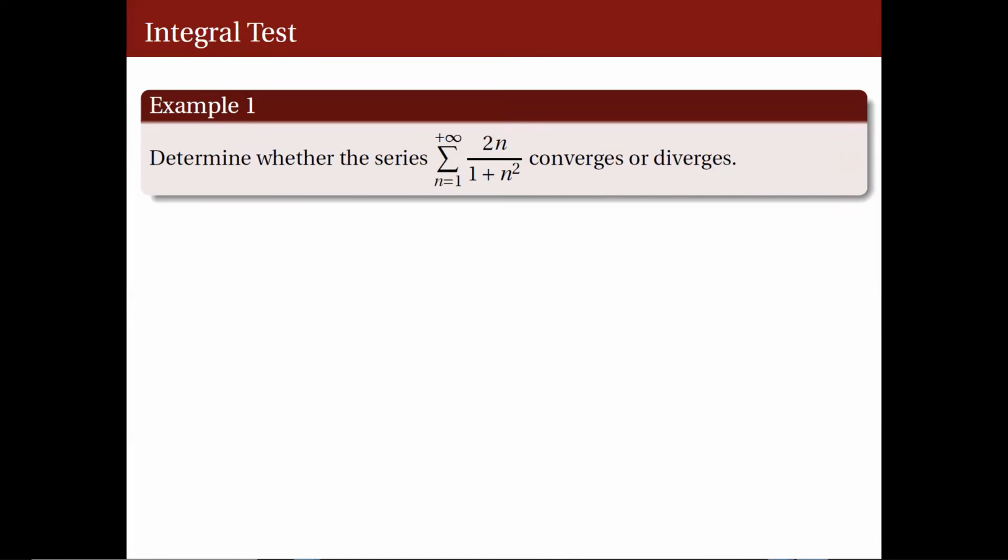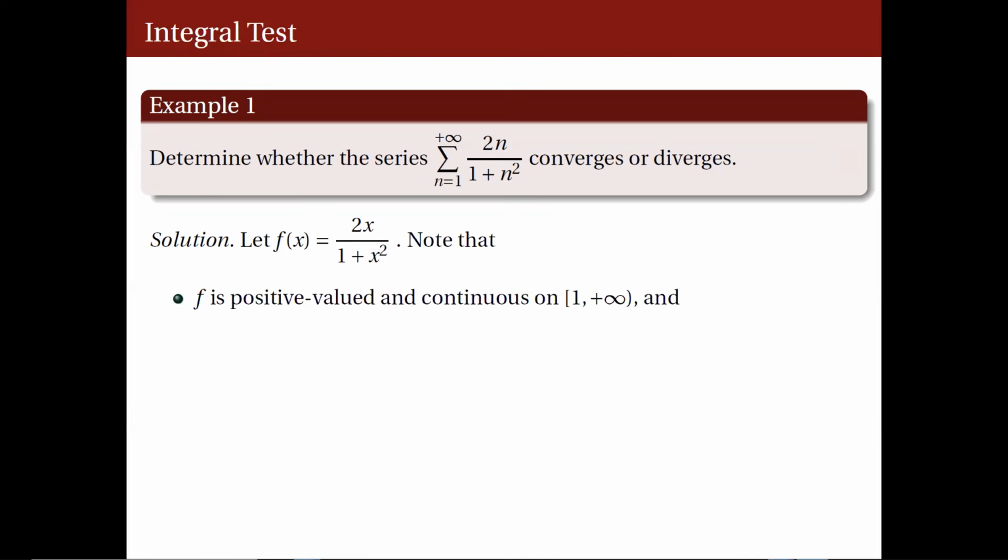The problem is to determine whether the series given by summation of 2n all over 1 plus n squared converges or diverges. As stated in our theorem, pipiliin natin yung function na f such that f of n equals a sub n. In this case, f of x equals 2x over 1 plus x squared. Napakita natin kanina na f is positive on the interval bracket 1 to infinity.